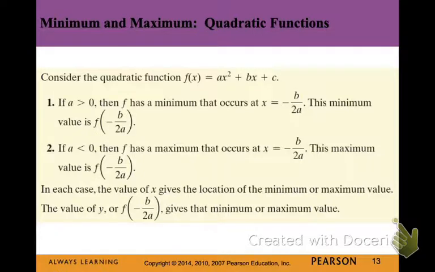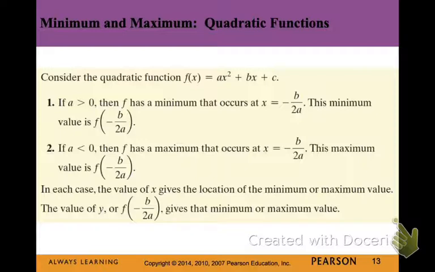Let's talk about minimum and maximum points in a quadratic function. So let's consider the standard form, ax squared plus bx plus c. If a is greater than 0, that means our graph is opening upward, and so that equation has a point that is the lowest point. It has a minimum value, and it occurs at the vertex.